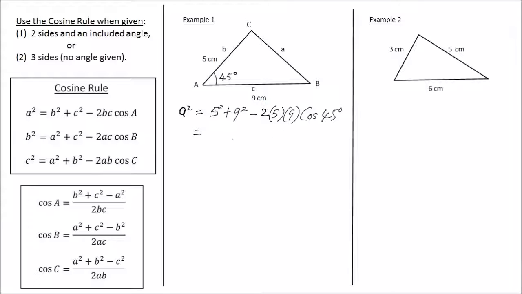Now using the calculator, let's work out this value. We get a value 42.36 and so on. So therefore a is the square root of this value. We get 6.508. When rounded to 3 significant figures, this should give us the value 6.51 centimeters.